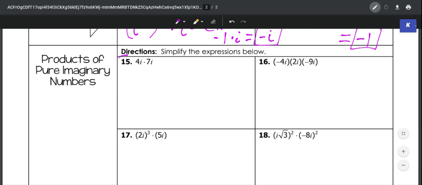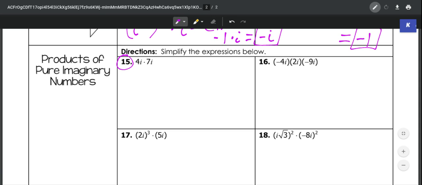So if you look at 15, when I multiply 4i times 7i, it's like the same thing as saying 4x times 7x. If I were to multiply 4x times 7x, I would get 28x squared, because if I multiply two variables, I just add their exponents. That's the same thing you do with imaginary numbers.